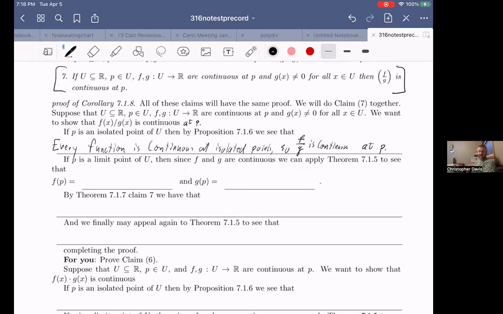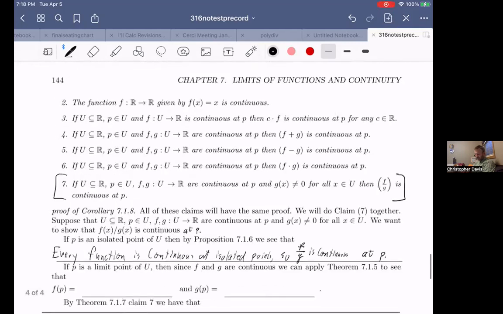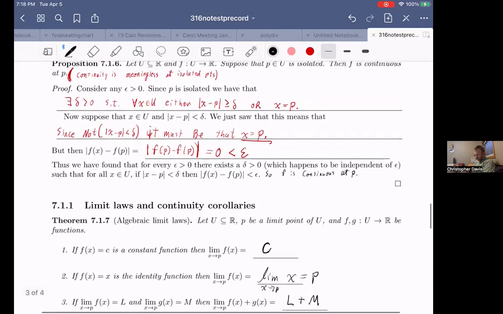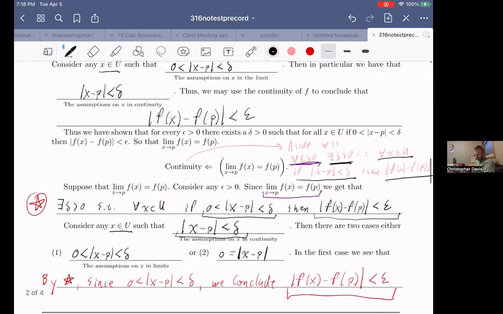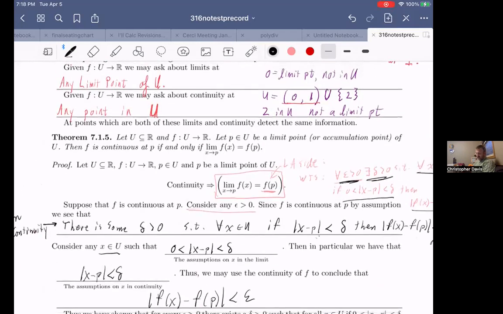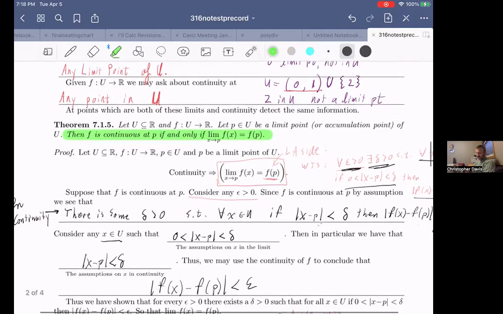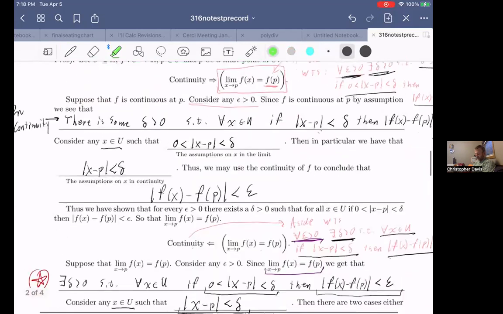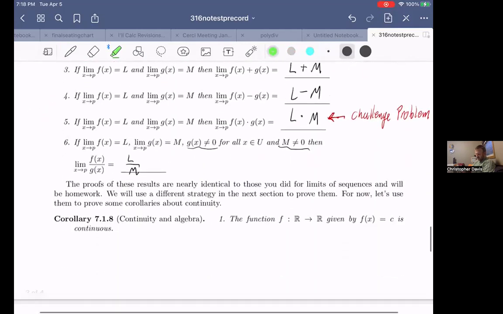So theorem 7.1.5 reveals something. I'll scroll up and remind you what that is. 7.1.5: let u be a subset, f from u to R, let p be a point in u that is also a limit point. Then a function is continuous if and only if a limit thing happens. And that's an if and only if, so we can go back and forth using it.